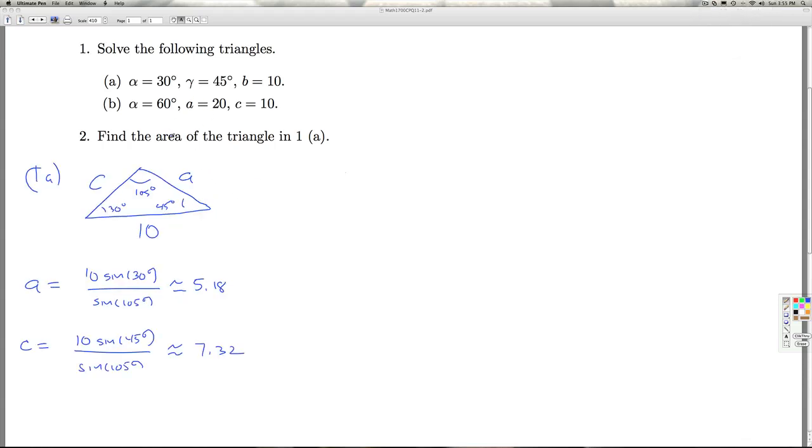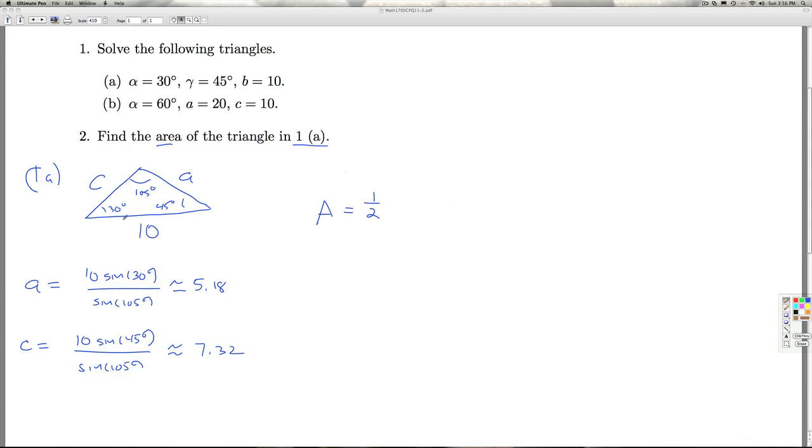Alright, in number 2, we're asked to find the area of the triangle in 1A. And so in 1A, this was the triangle. We could quickly find the third angle, and then the other sides we could get using law of sines pretty directly. These were the exact answers, and these were the decimal approximations. And to find the area of a triangle, it's 1/2 base times height, and what we can do is take the product of two sides of the triangle times the sine of the angle in between.